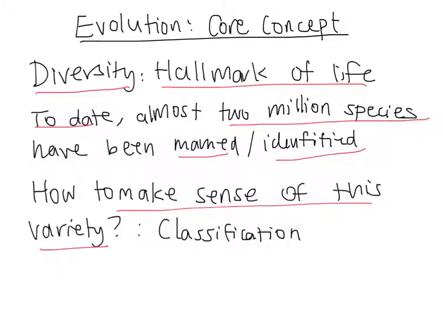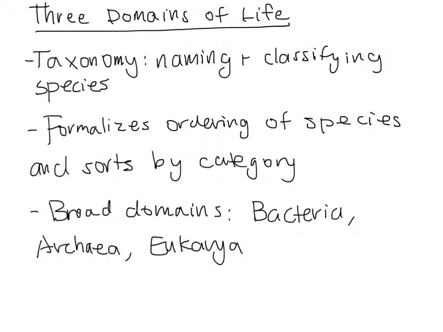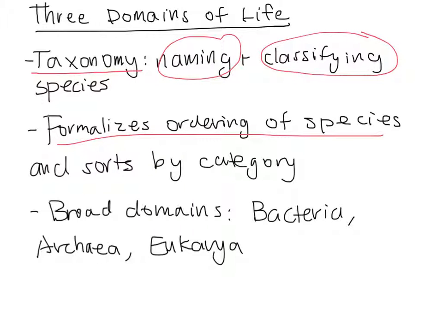One common approach, at least taken today, is called classification, or the grouping of species by similarities. On this slide, I'll give a brief overview of the field of grouping species, specifically taxonomy. Taxonomy is important because it's the study of naming and classifying species. It formalizes an ordering of species, which scientists can then use to look at species that are closely related. And they're often sorted by category.